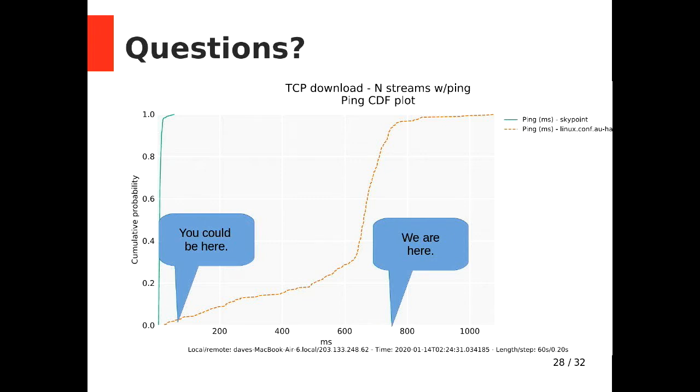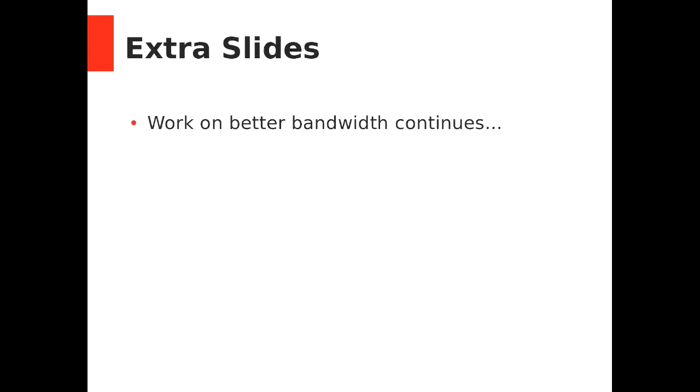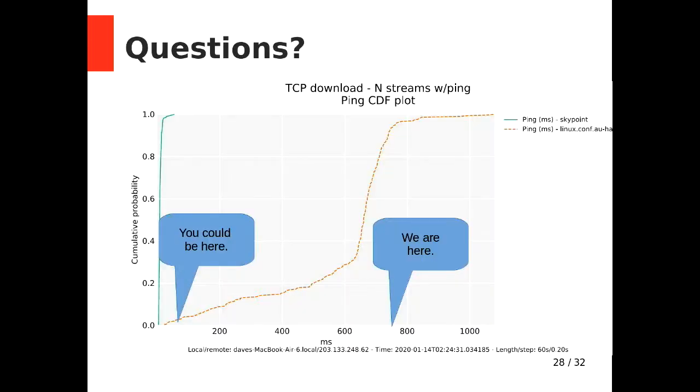So all we have to do is a software upgrade, replace about another billion boxes. The internet will always be faster, better, and less annoying. Do you have any questions? Thank you.